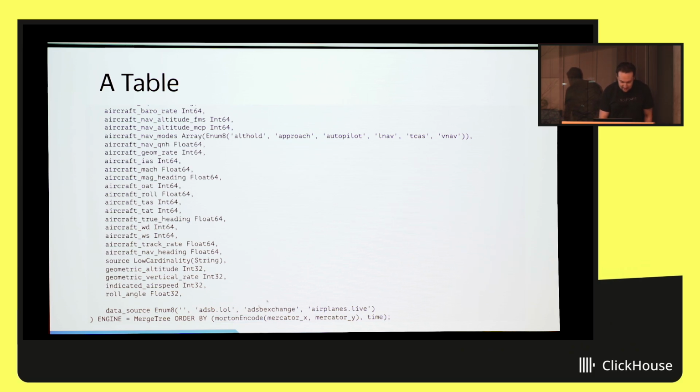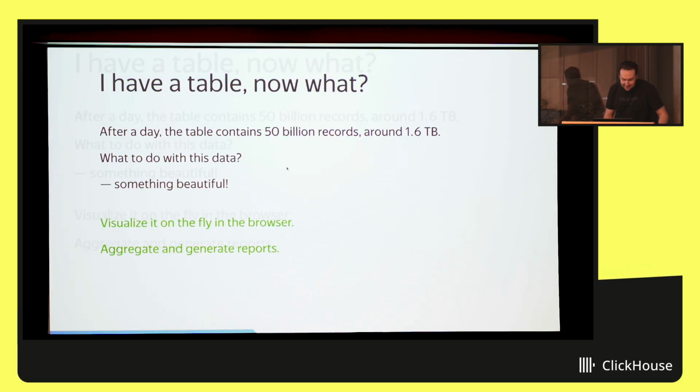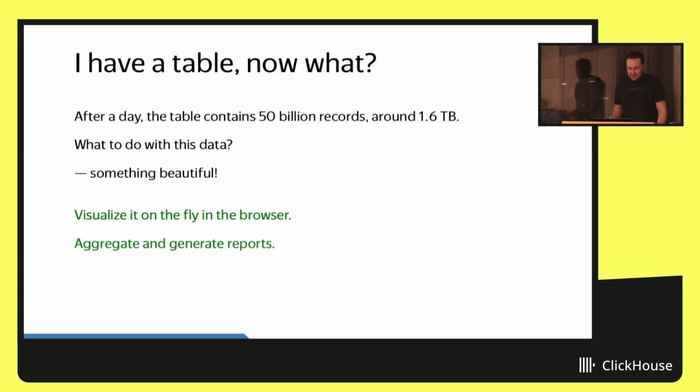So the combination of this sorting order and these secondary indexes will allow us to query the data in a particular area on a map. OK, it's probably better to be shown than told. OK, I have a table. I inserted everything into this table. It contained 50 billion records. Actually, this is incorrect because today it is 150 billion records, around 1.6 terabytes. This is also incorrect because now it's about 5 terabytes.